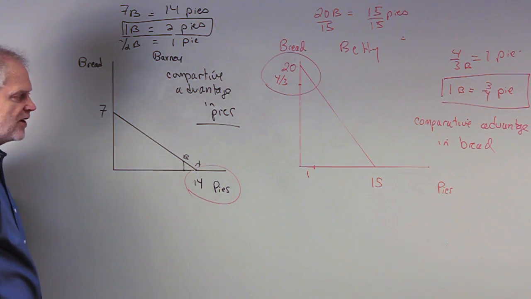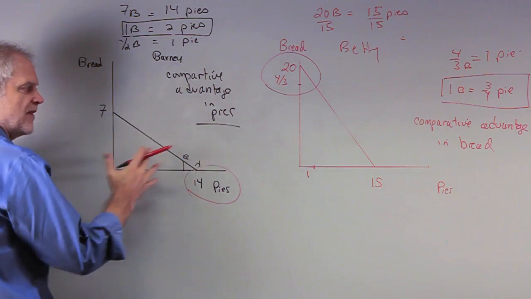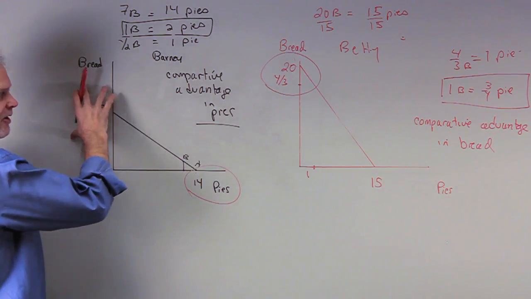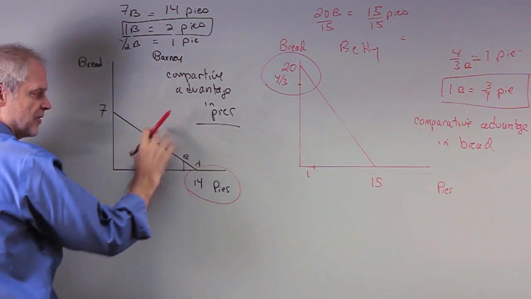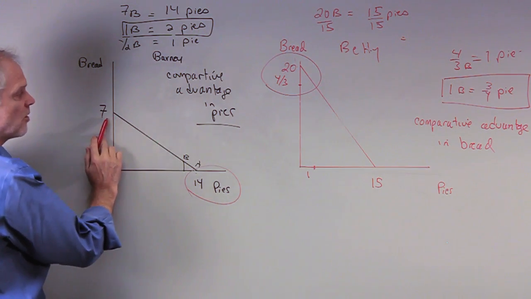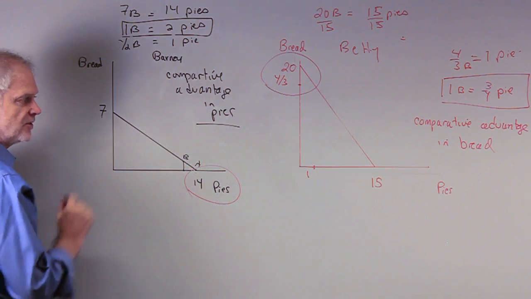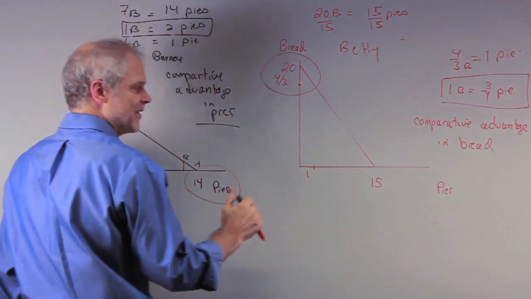Okay? And what you're going to find out is that because of their specialization and when they trade, people like Barney are going to be able to consume at a higher level. He'll be able to get outside his production possibility frontier and consume more bread than he would if he only produced the goods himself and didn't trade. And Betty, the same thing.